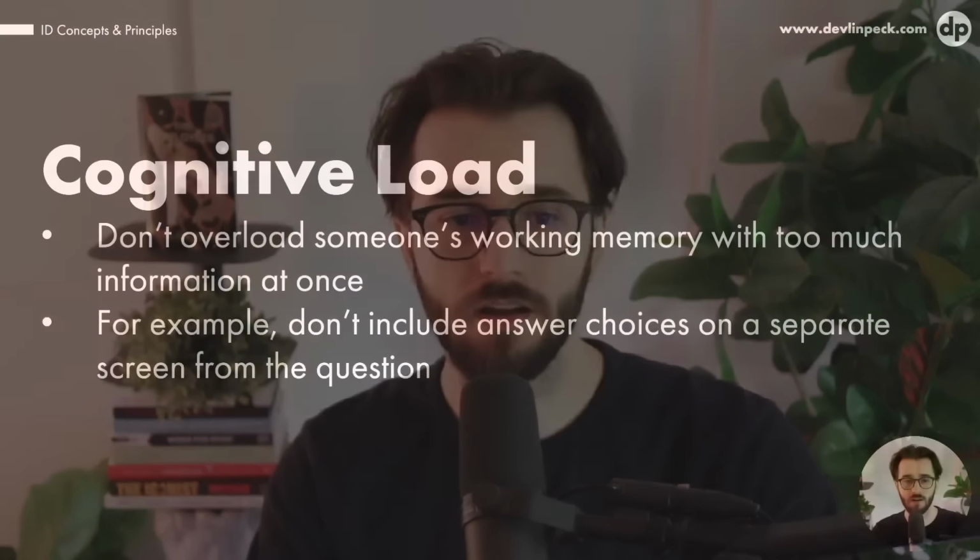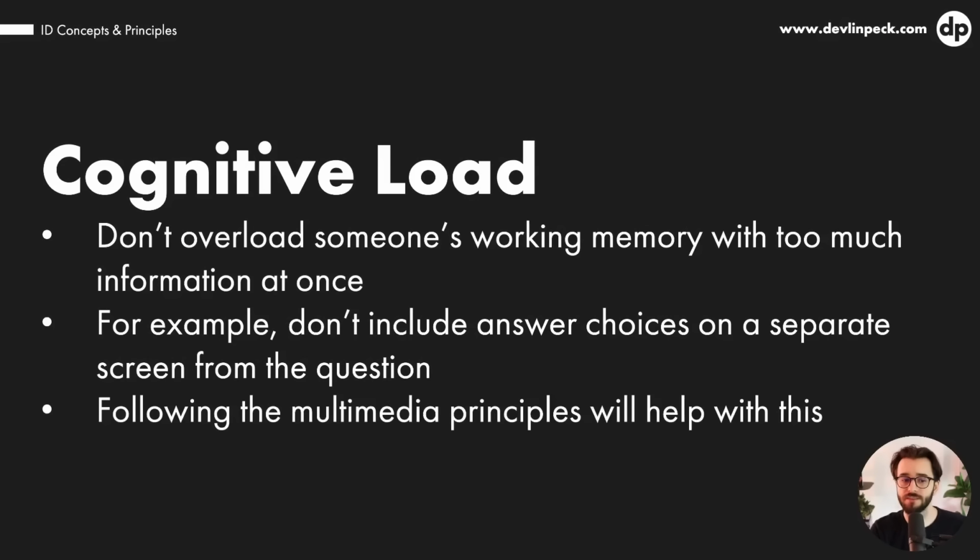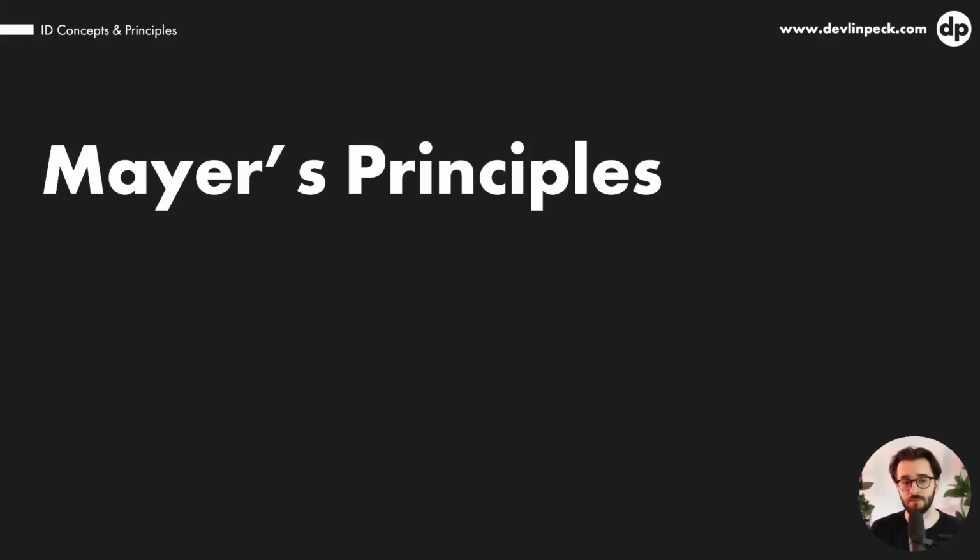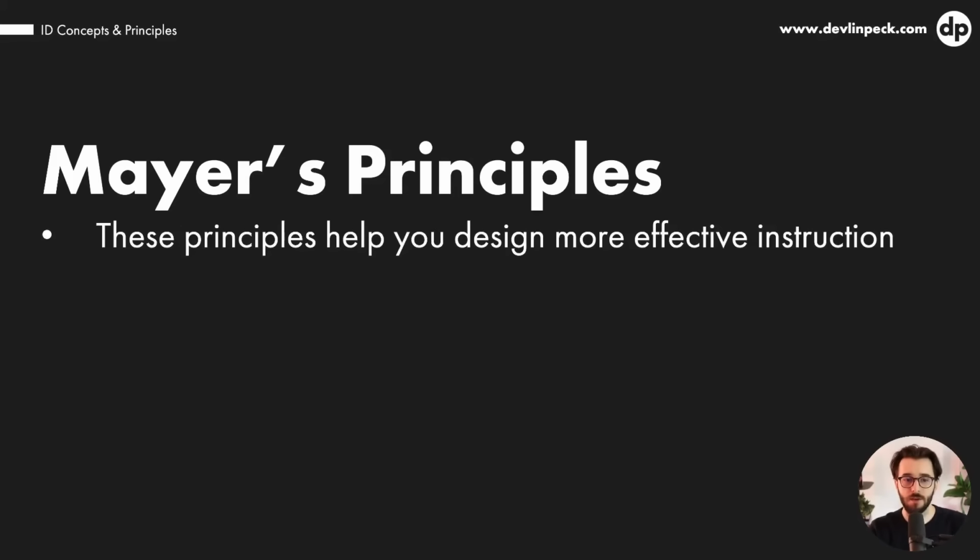So a good practical way to avoid this is to follow the multimedia principles. I'm not going to get too deep into cognitive load here. We could do a whole video on that, but that's the general idea. Don't overload people. Make it easy for people to engage with your content and with your activities. So the multimedia principles, they are commonly referred to as Mayer's principles or Mayer's multimedia principles. They're particularly suited for multimedia learning. So if people are learning via TV or a computer or an audio podcast or something like that, these principles shine, but they also have implications for non-multimedia learning, I guess you could say.